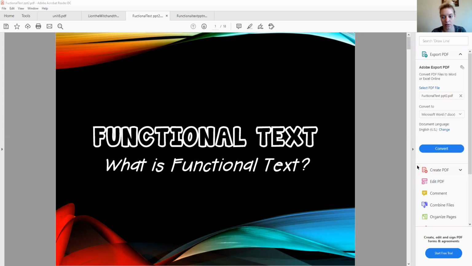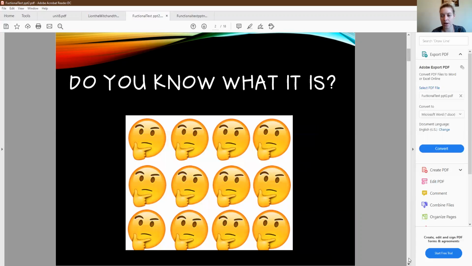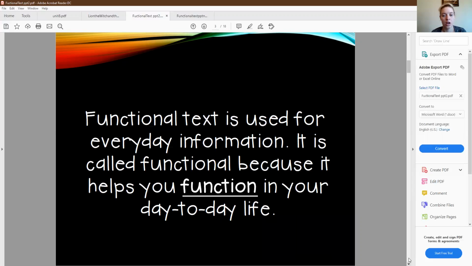All right, let's see if I can get it to keep going. Okay. So I want you to think about it. Do you already know what a functional text is? We're looking at that word function. So a functional text is used for everyday information. It is called functional because it helps you function in your day-to-day life.